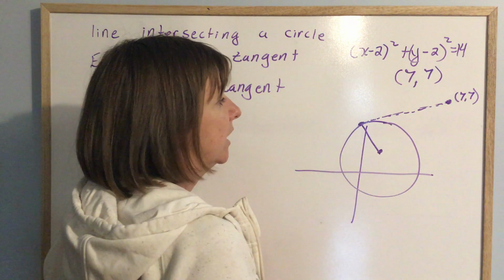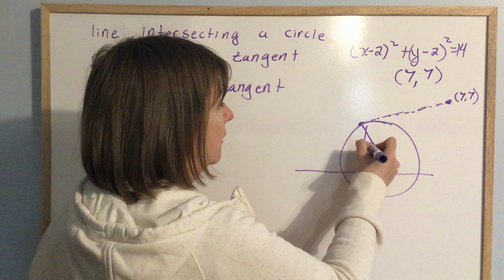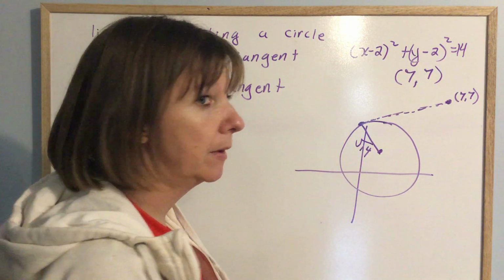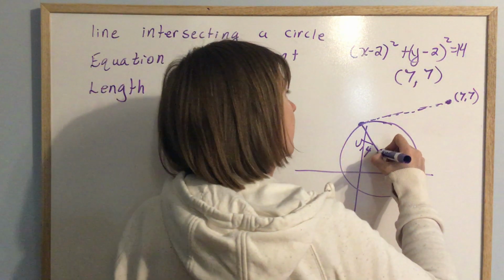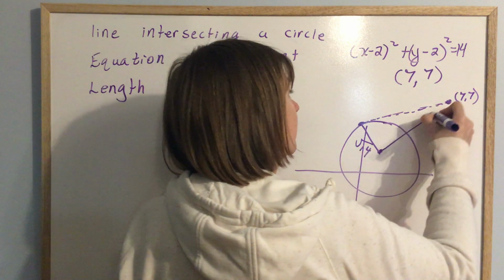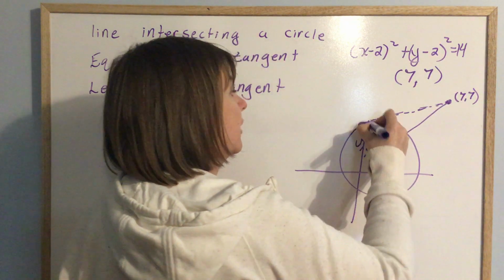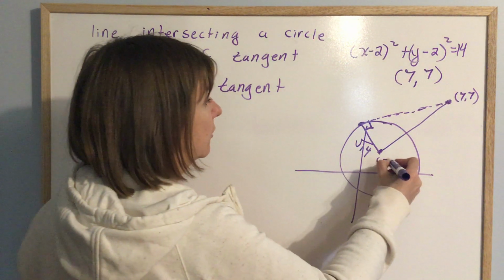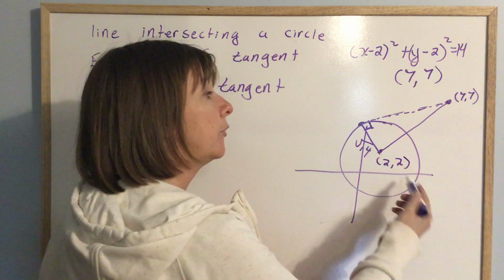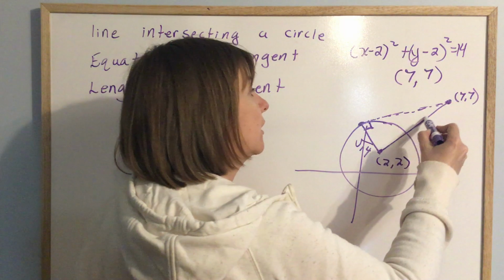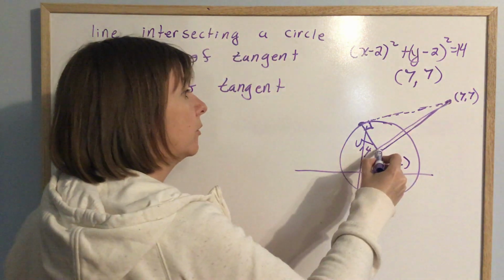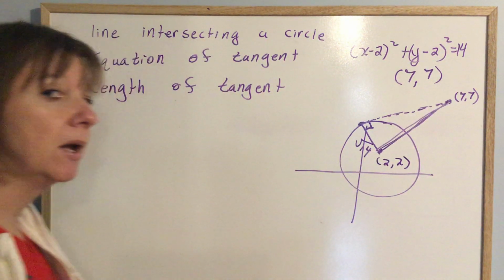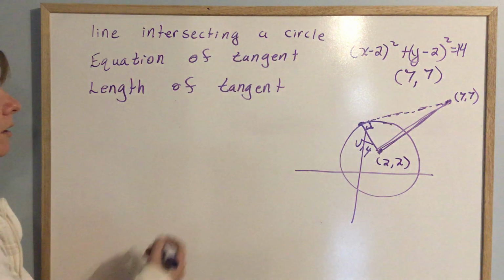Well, we know the radius is the square root of 14. And if we draw another line from the center of the circle to here, what we actually have is a right angle triangle. So the center of the circle is (2, 2). The first thing I do is find the length of the hypotenuse of this side by using my length of a line formula.